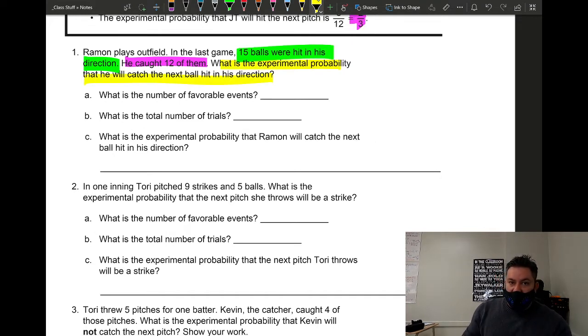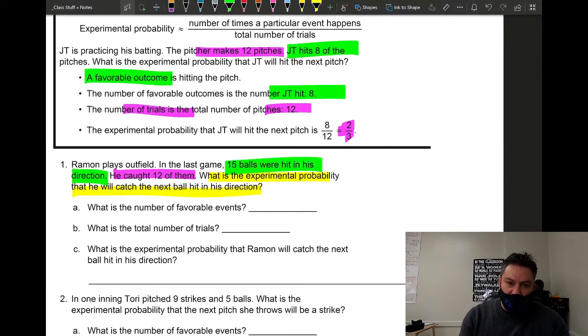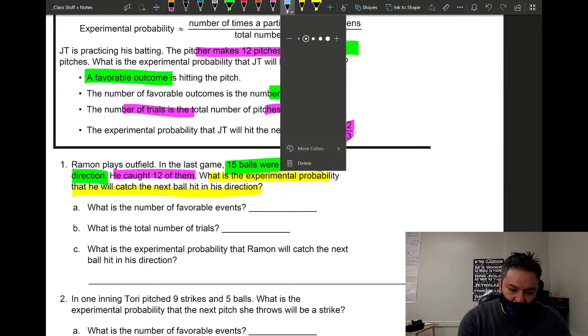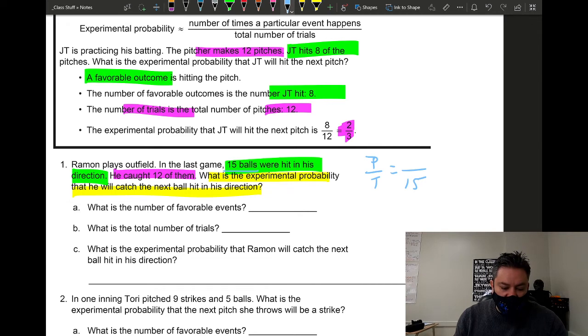Okay, again, the total number of trials is how many balls were hit in his direction. In this case, we're going to have how many? Remember, this is always going to be part of our total. In this case, the total number of balls is right here, 15. The part is going to be how many he actually caught, which in this case was 12.